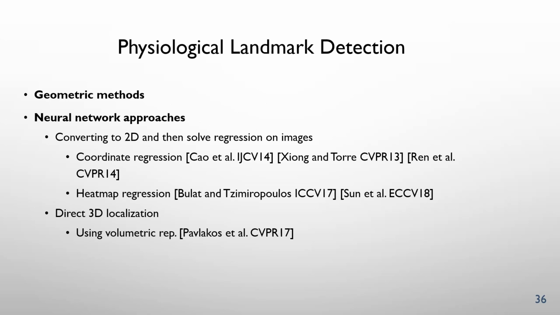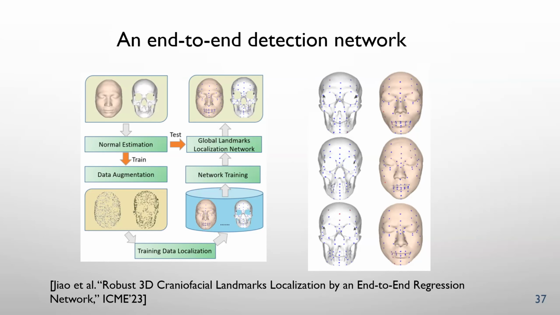So recently we built an end-to-end 3D detection network that extracts and combines both global and local features from the skull and face pairs to regress the landmarks on skull and face simultaneously. With this, we can flexibly identify various landmarks on skulls and faces. Since landmark detection is a separate and general topic, in the interest of time, I will skip this part in this tutorial.